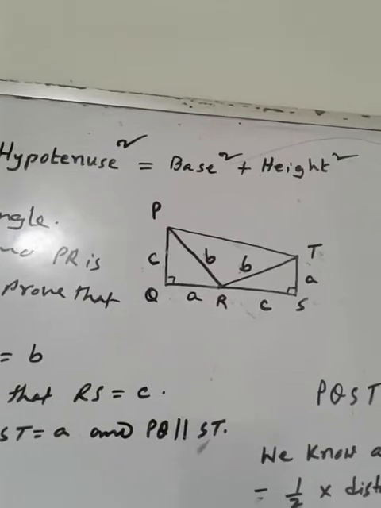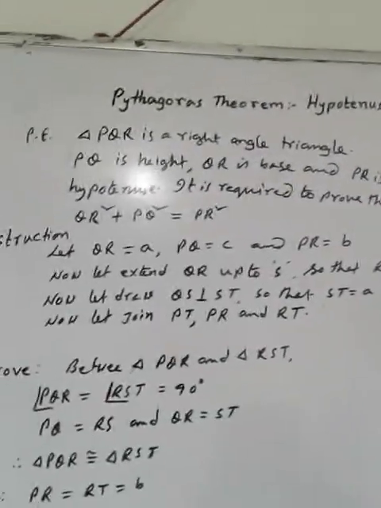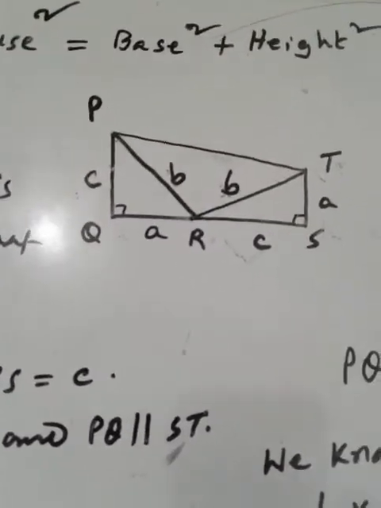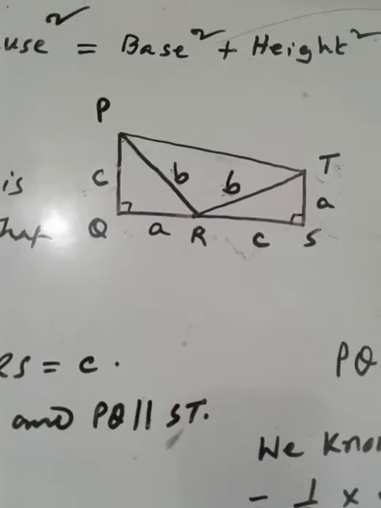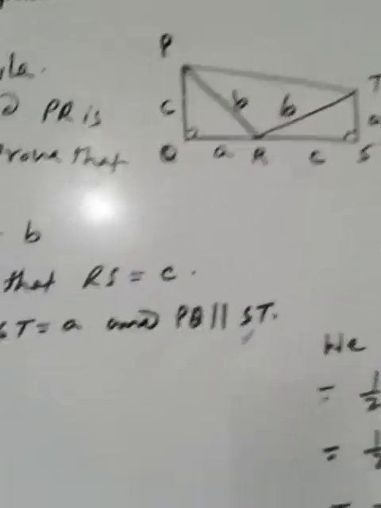Hypotenuse square equals base square plus height square. We have to prove this. See, a figure may be given, or we may construct this figure also. But first, see the question.